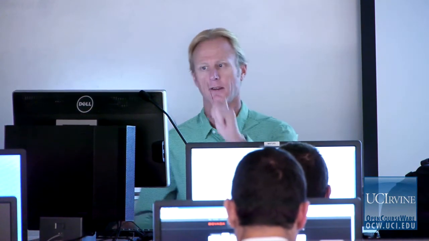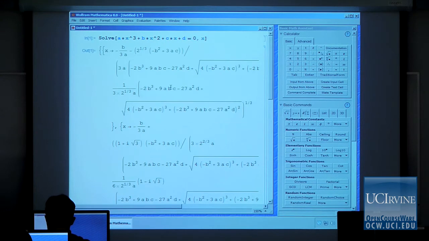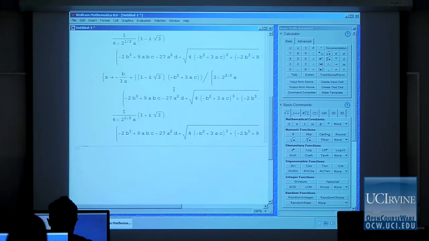All right, so I want to begin by revisiting what we finished off with last time, just to remind you of a couple of things. And so what we're going to do is we'll start with the general cubic equation. So Solve, and then I'm going to put in a times x cubed plus b times x squared plus c times x, and then plus d equals 0. And solve that for x. All right, so we saw last time that that gives us a general solution that takes up a lot of real estate on our screen.